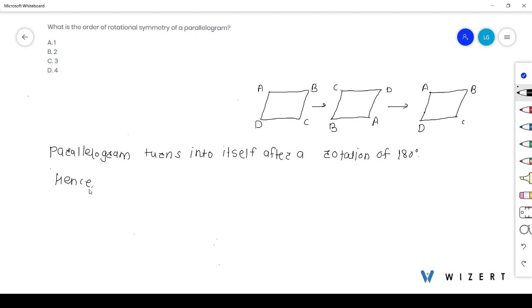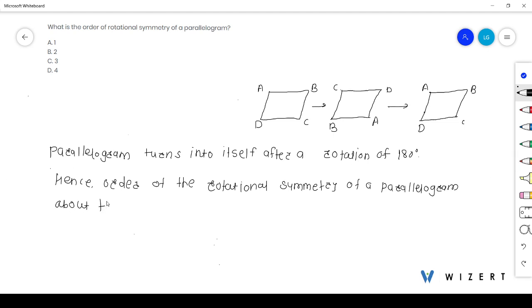Hence, the order of the rotational symmetry of a parallelogram about the center is 2. That is, our answer is 2.